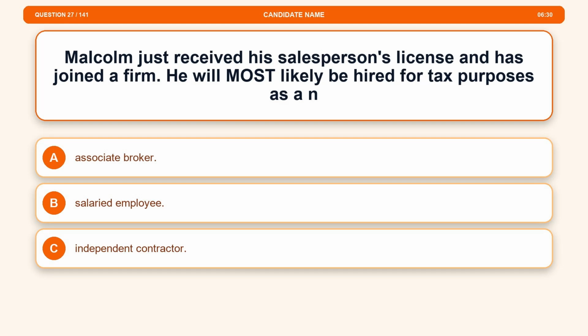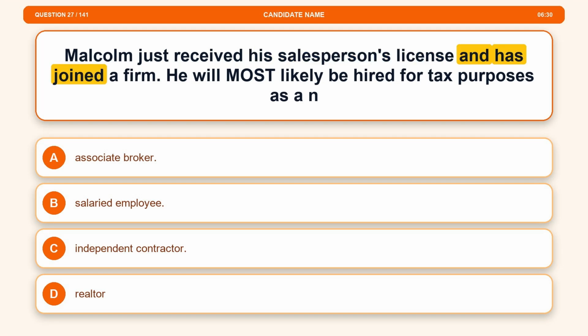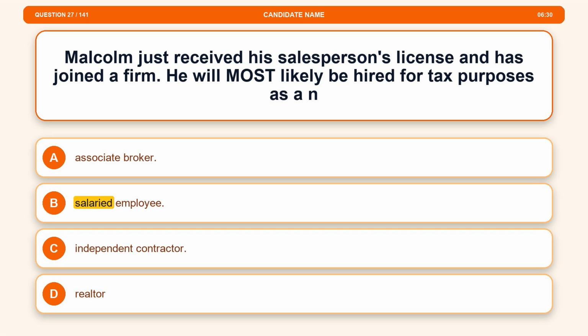Question 27. Malcolm just received his salesperson's license and has joined a firm. He will most likely be hired for tax purposes as an: Option A, associate broker. Option B, salaried employee. Option C, independent contractor. Option D, realtor.